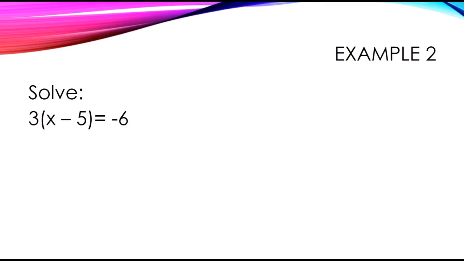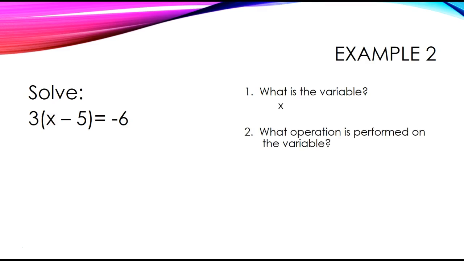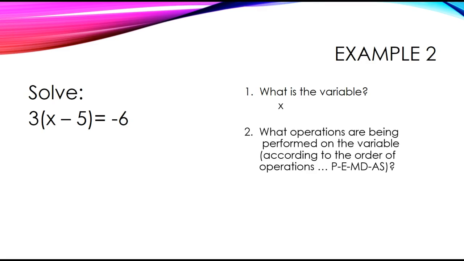Let's take a look at our next example. We're going to solve 3 times the quantity x minus 5 equals -6. So what's the variable? Our variable is x. What operation is being performed on the variable? We actually have multiple operations, 2 operations. So let's ask a better question. What operations are being performed on the variable according to the order of operations?